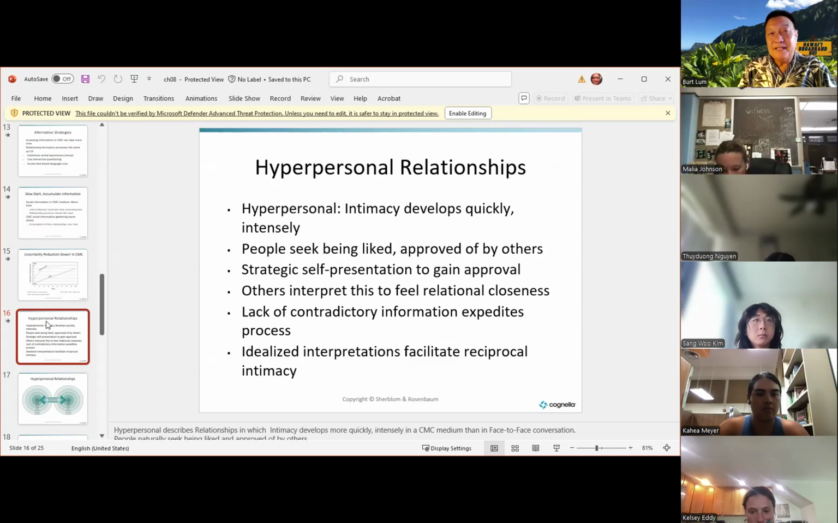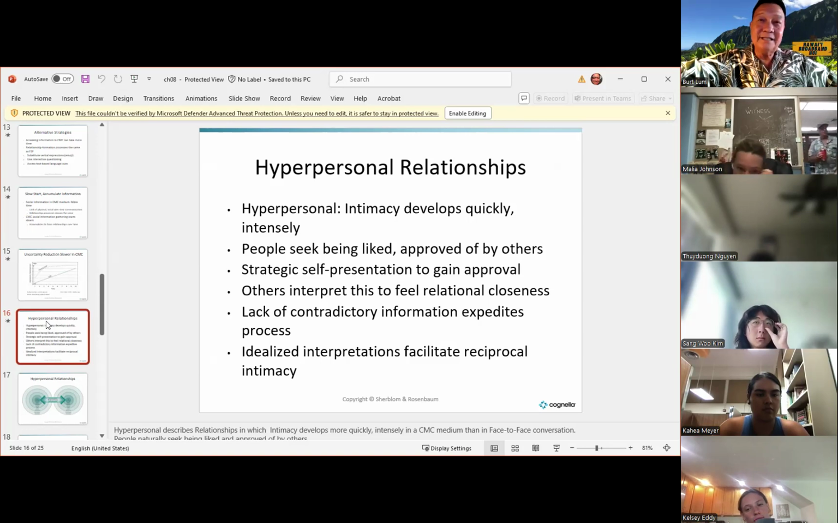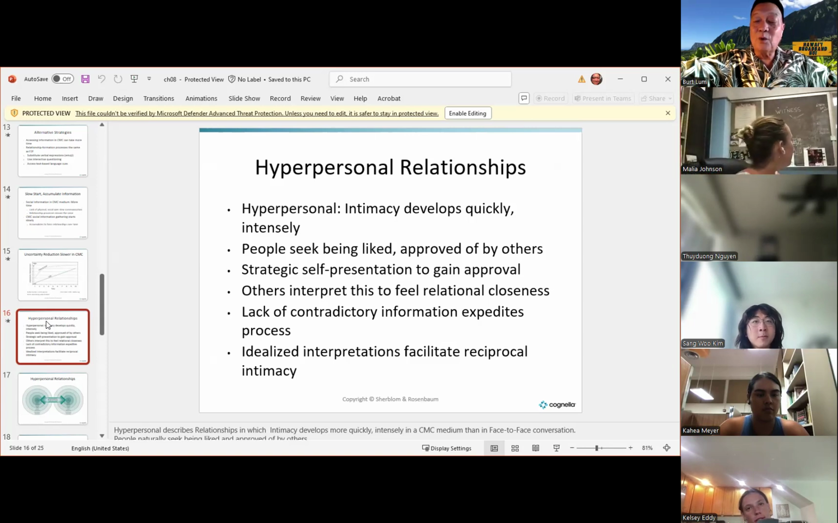And then people seeking to be liked, approved by others. There's always, in any kind of environment that you find yourself, whether you're in a class, in a work environment, or in a social environment, right? People seek being liked. I mean, you wouldn't be going out if you didn't want to be liked, right? If you just want to stay home and be by yourself, that's probably more suitable if you're not actually going out there to be social.